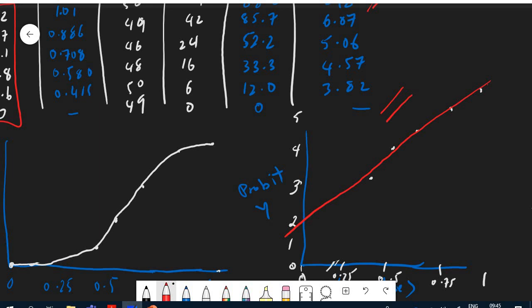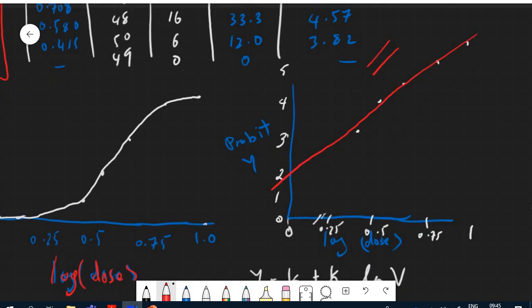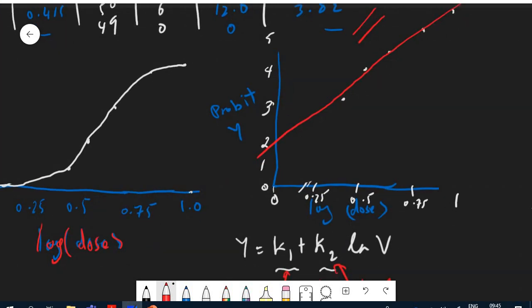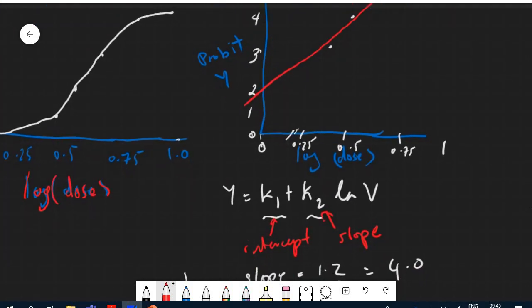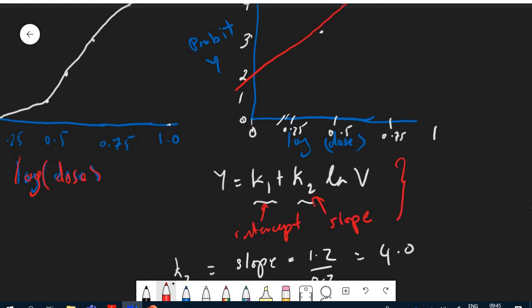Okay, so this is like a straight line, and after you draw your straight line, what is the big deal of having the straight line? It reminds us of the equation. I don't know if you can remember this equation, y is equal to k1 plus k2 ln V. It was the equation of the probit. So if you can recall, this was the probit variable, and this is the dose, or they call it the effective dosage.